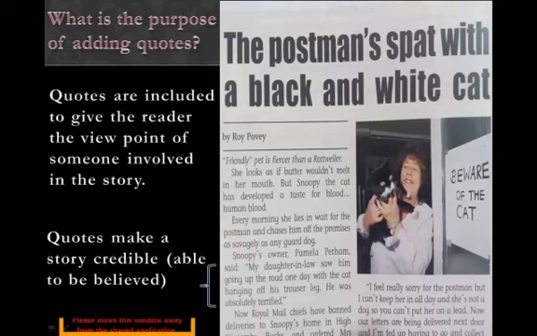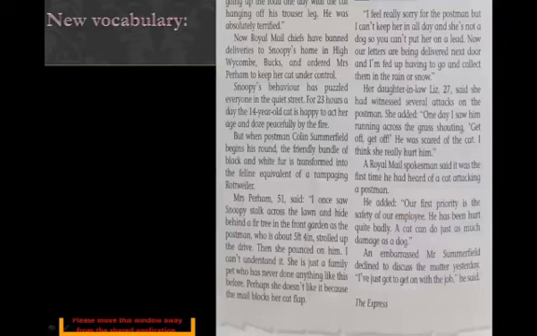Now let's move to the following paragraphs. Royal Mail chiefs have banned deliveries to Snoopy's home in High Wycombe, Bucks, and ordered Mrs. Bram to keep her cat under control. Snoopy's behavior has puzzled everyone in the quiet street. For 23 hours a day, the 14-year-old cat is happy to act her age and doze peacefully by the fire.